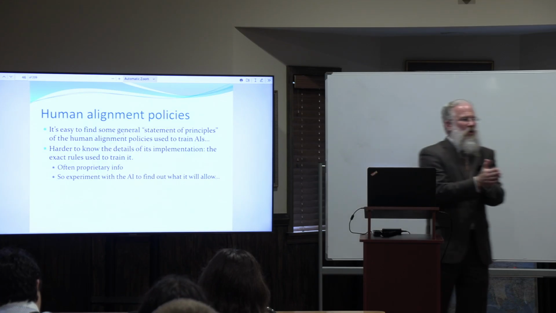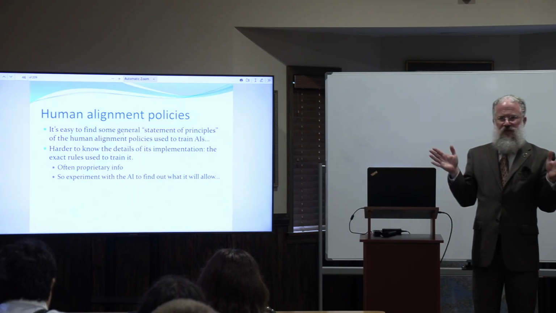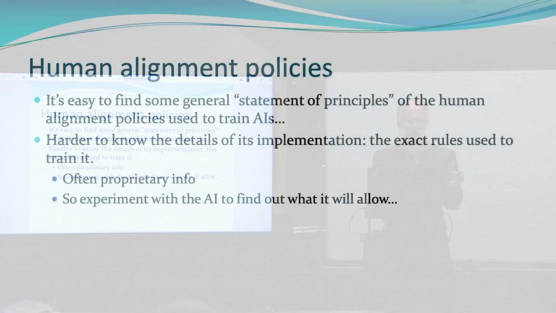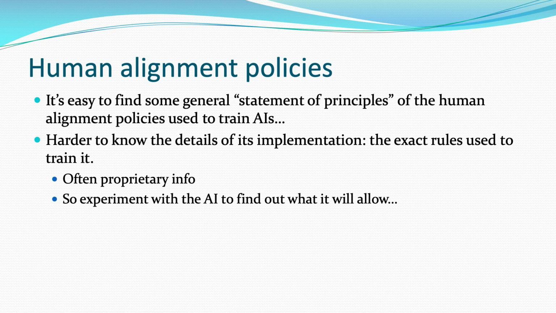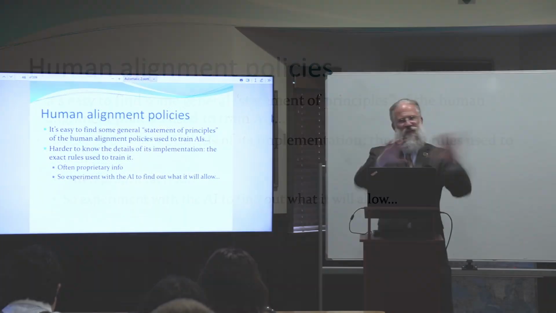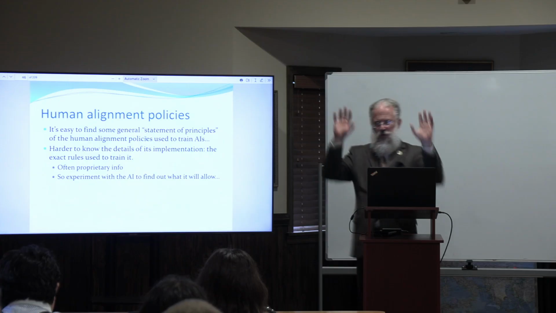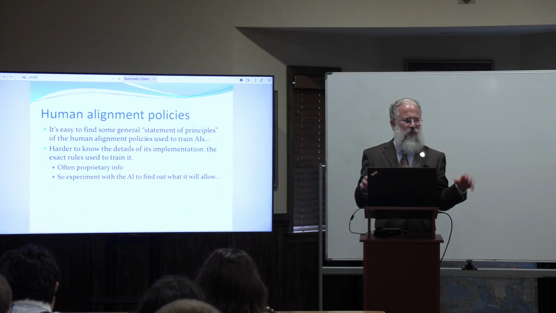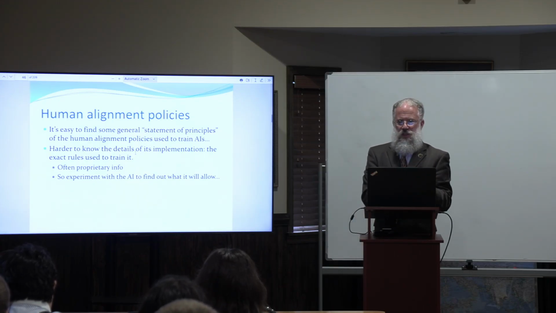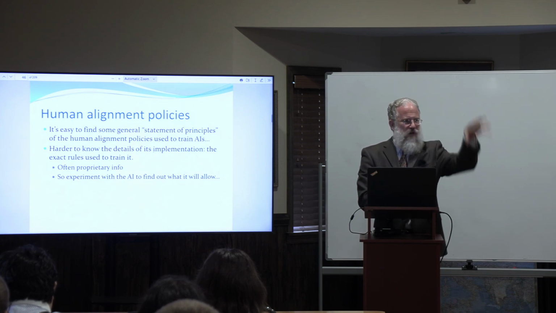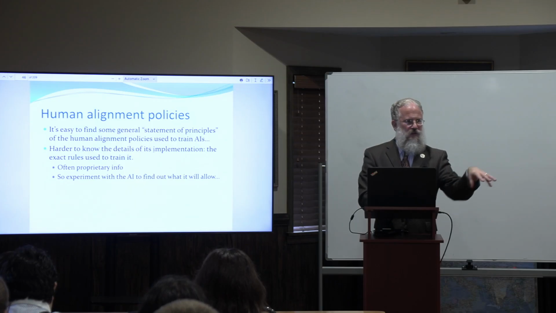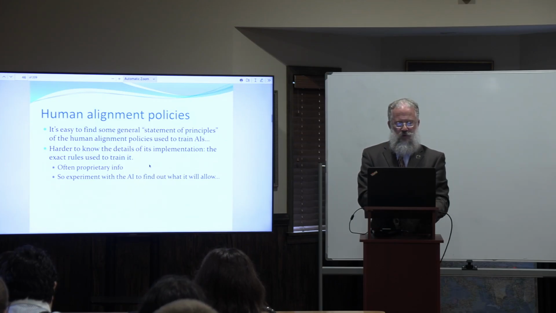You can usually find general statements of AI alignment policies from the various groups that make AIs. You can find OpenAI's alignment policies, at least stated as abstract principles. So too with Google and a number of other groups, they put their alignment policies publicly. Now, it's harder to know the details of the implementation, the exact rules, because again, they make hundreds of concrete examples for what to do and what not to do, and then they try to train it to stay in those parameters. And that's often proprietary info that they don't release to you.